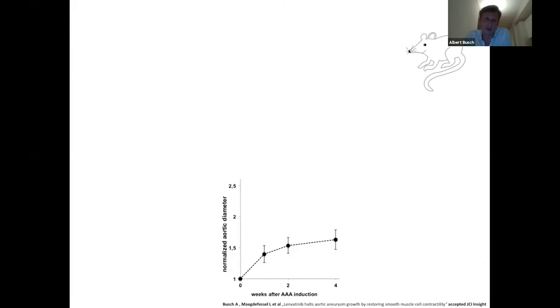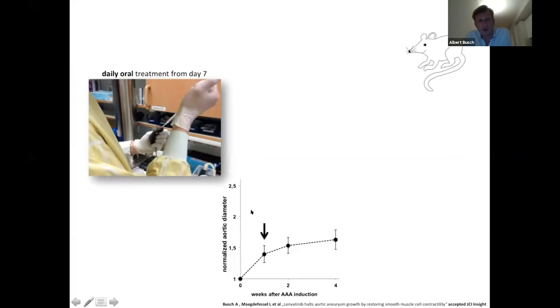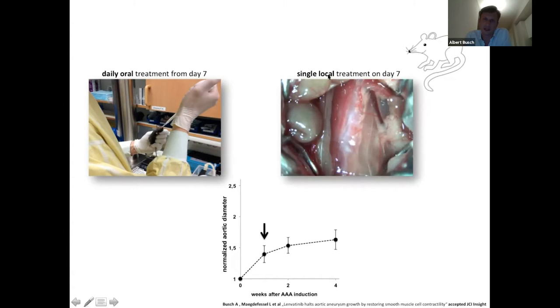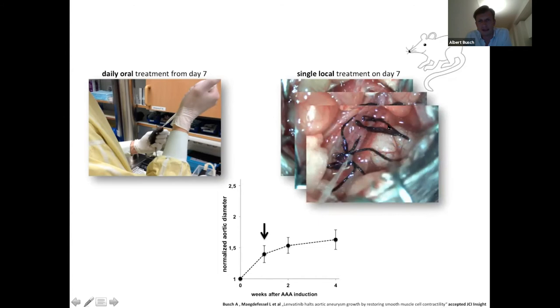And when we actually do this, start an oral treatment at day 7, so with this already established aneurysmatic lesion, we can see a nice complete halt of aneurysm growth, basically. And we've then taken this also further and started to mimic some endovascular treatment on those mice. So performing a reoperation on day 7, introducing lenvatinib into the already established aneurysm, you can basically see the very same effect. So complete halt of this aneurysm growth.